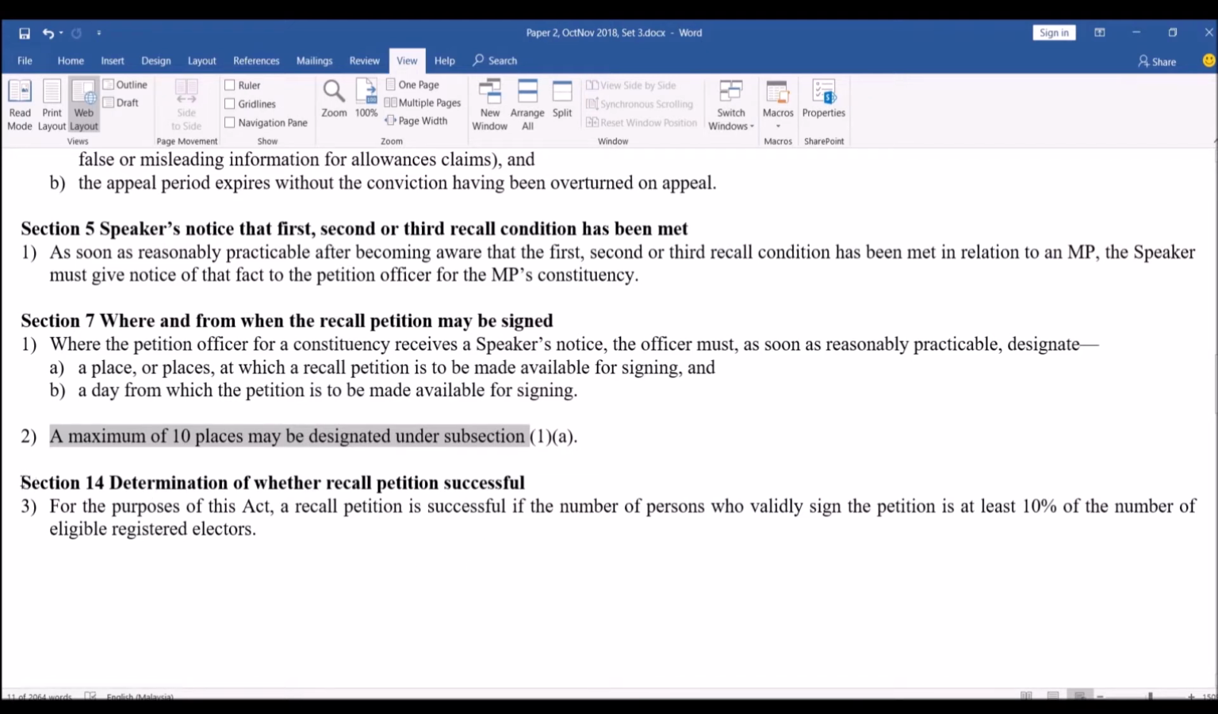Right, next, section 14, determination of whether recall petition successful. Sub 3, for the purposes of this Act, a recall petition is successful if the number of persons who validly sign the petition is at least 10% of the number of eligible registered electors.